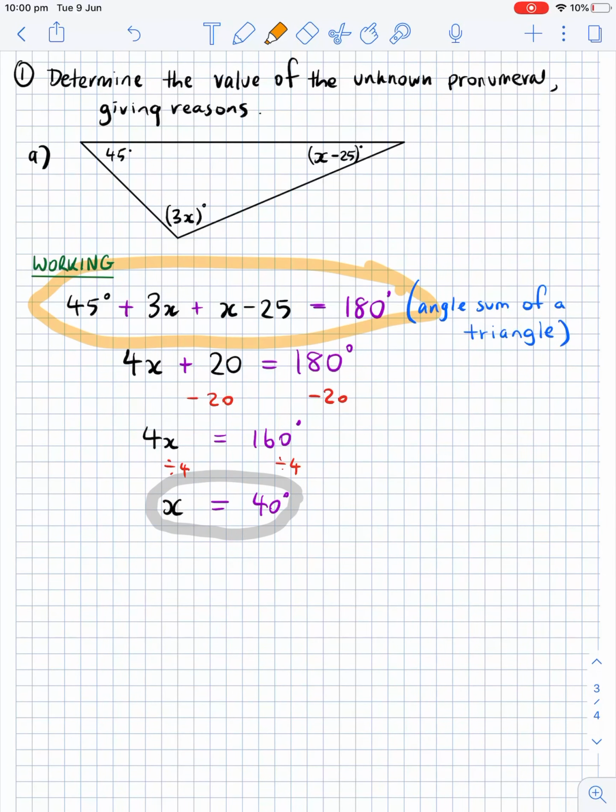And we want to solve this equation. On this left-hand side, we want to combine our like terms. So 3x and x can go together to make 4x. And 45 take away 25, they're just numbers, they're like terms, that makes positive 20. Now we get x by itself. We minus 20 from both sides, and then finally divide both sides by 4, and you get that x is equal to 40. You found your pronumeral, you are done.